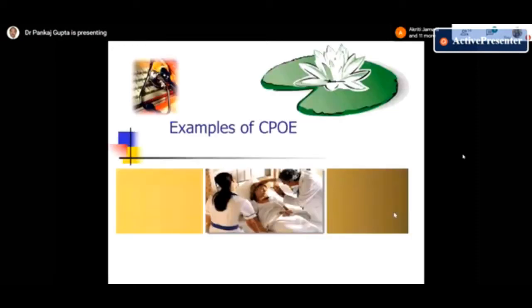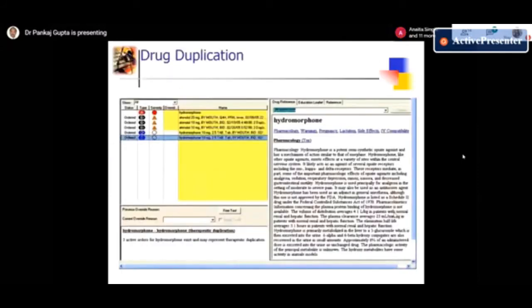So, some examples of CPOE. This is a screenshot that was taken. Now, what does this say? It's a drug duplication. From the same category of drug, two different drugs have been prescribed. So the system has intelligence where it is able to pick it up and say that you're prescribing pretty much the same drug, even though the name may be different, it's the same category. So please don't do that. The system will flag it.